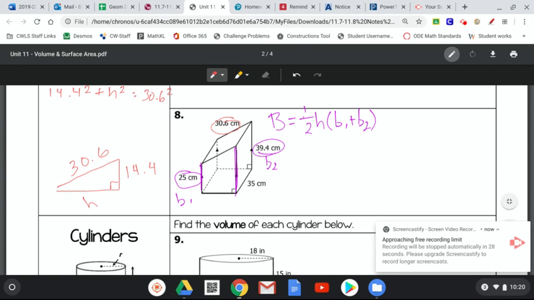And when you do that, you should get, when you subtract the two, h squared equals 729. So make sure you're doing 30.6 squared, subtract 14.4 squared, and then you should get the height to be 27. All right, so the height is going to be 27 for the trapezoid. So we're going to get cut off here, but we'll finish this problem in the next video.